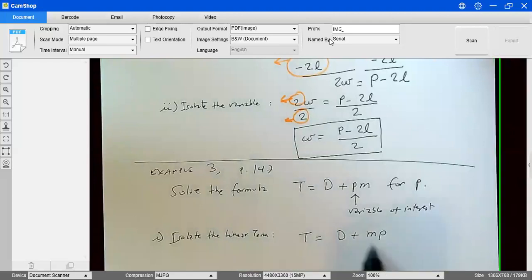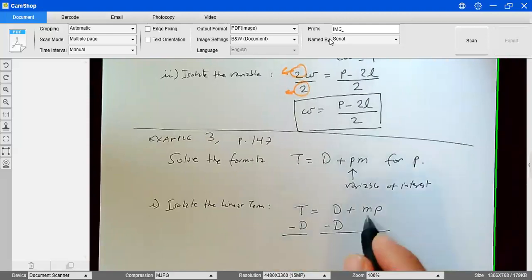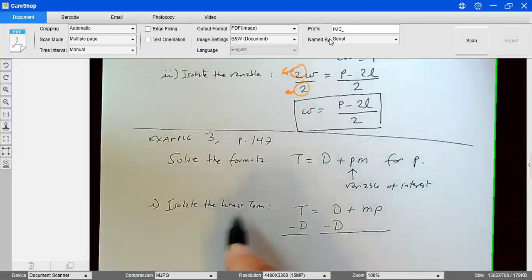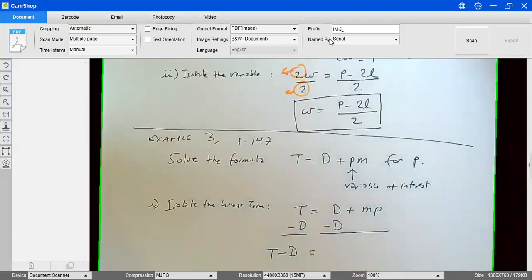And to isolate this term from the rest, you're going to need to move this number here. So you're going to subtract D from both sides of the equation. In that way, we're going to have MP on the right-hand side alone. That's my linear term. So you just write this operation horizontally. So you're going to write T minus D equals, then the capital D's vanish. And then you get just MP.